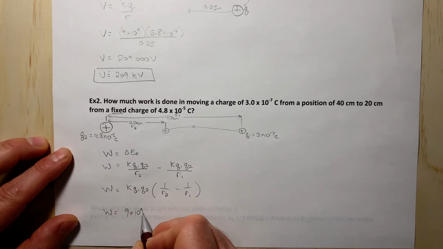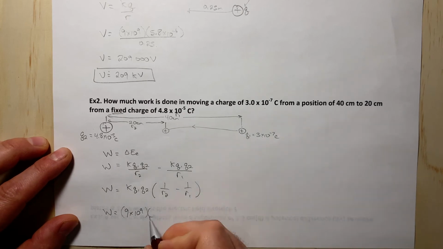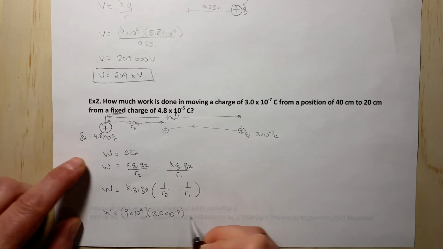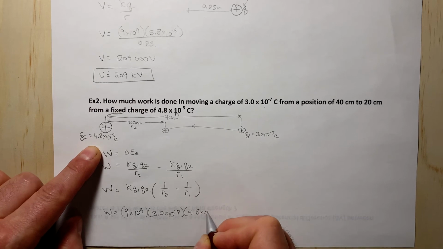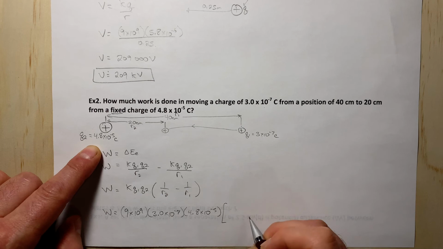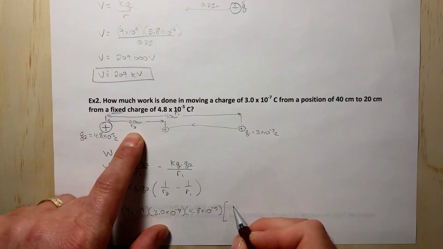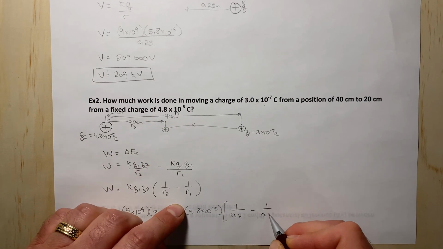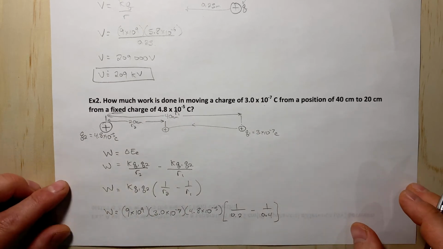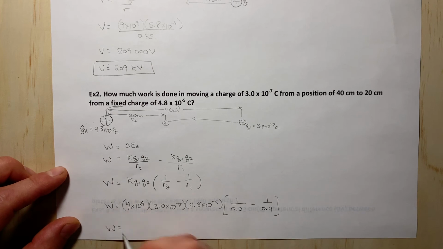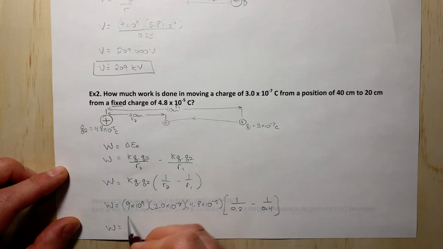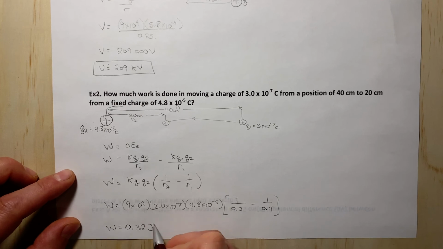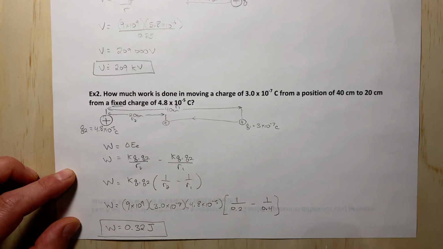K, 9 times 10 to the 9. Q1, we said, was this one. Again, it doesn't really matter here. You can multiply, whoops, it's 3.0 times 10 to the minus 7. You can multiply in any order, so it doesn't really matter which one comes first. I'm going to put big square brackets here. This is 1 over R2. R2 is this guy, so 1 over 0.2 minus 1 over R1. R1 is that guy, 0.4 meters. We're going to go ahead and work that out. And oh, there it is, 0.32 joules. I don't have the unrounded value, but that's how much work we do to move this thing.